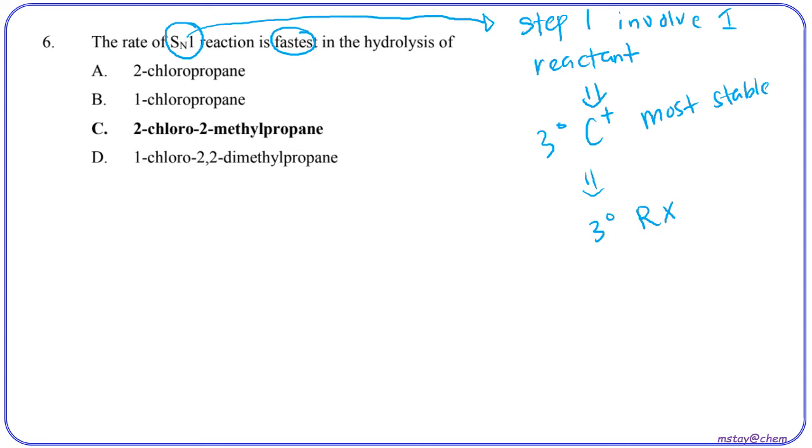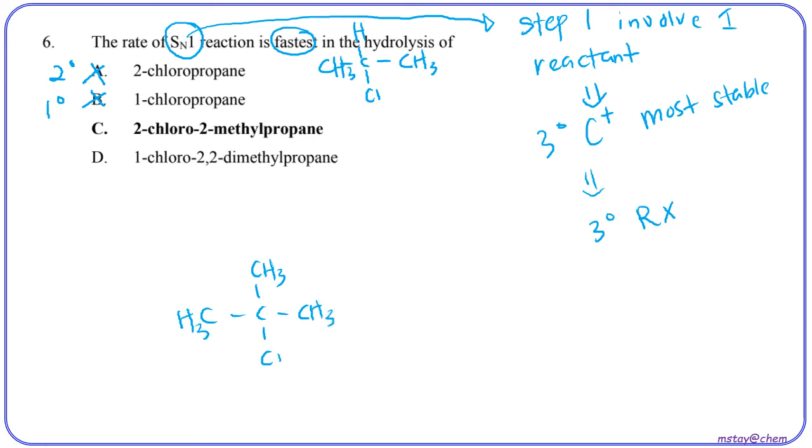haloalkane. 2-chloropropane: propane, 3 carbons, chloro at the second carbon, CH3, CH3. This is secondary, so it is not the answer. 1-chloropropane is primary, also not the answer. 2-chloro-2-methylpropane: propane, 3 carbons, 2-chloro, 2-methyl. For this one, C, it is the tertiary haloalkane. So basically the answer is C.